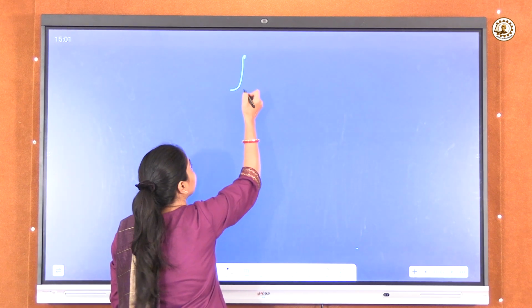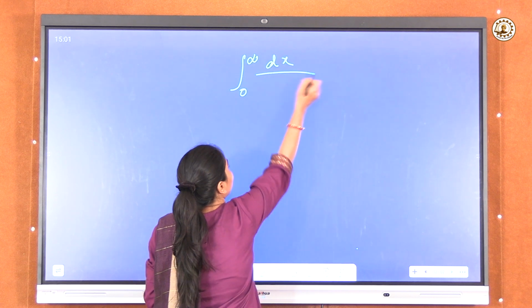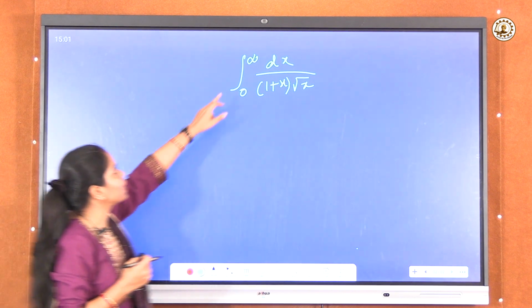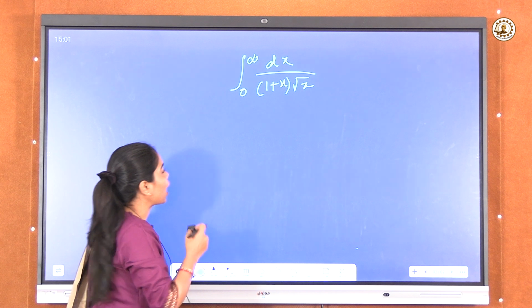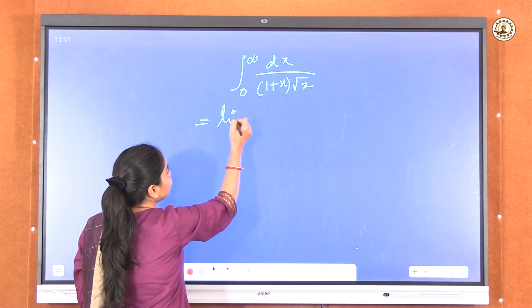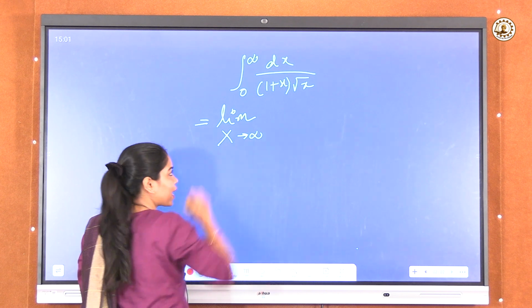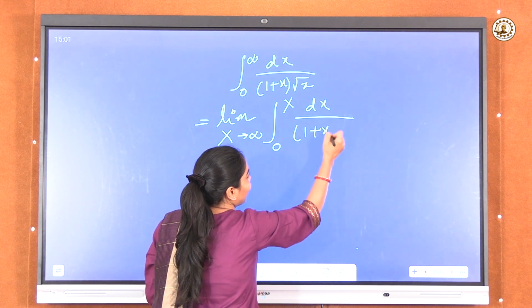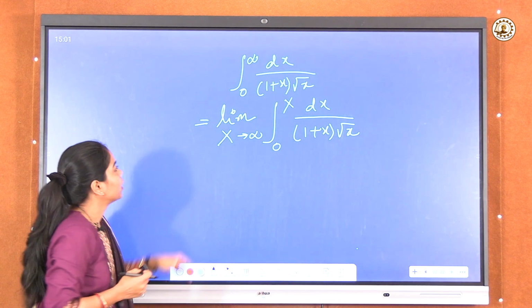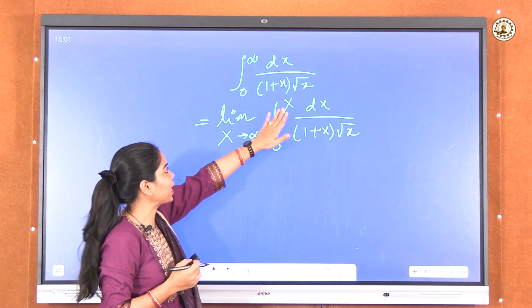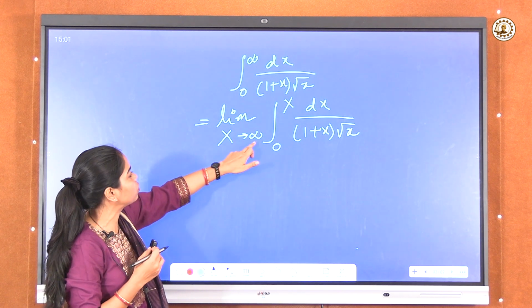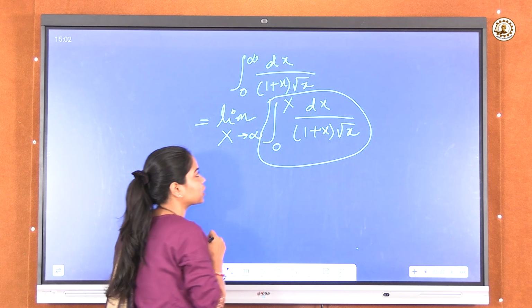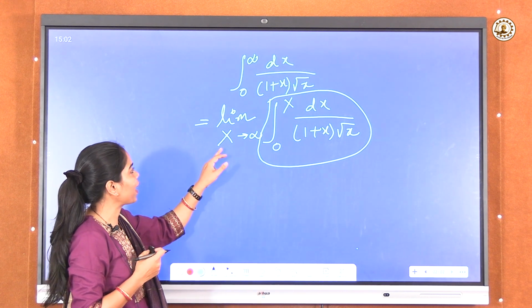Let us take an example, integration 0 to infinity dx by (1 plus x) into root x. Suppose this is improper because the upper limit is infinite. Now we have to write limit capital X tends to infinity, integration 0 to capital X dx by (1 plus x) into root x. Here capital X is any finite value, so we replace our infinite value by a finite number, and now we solve this integration, and at last we put the value of X, which is infinity.